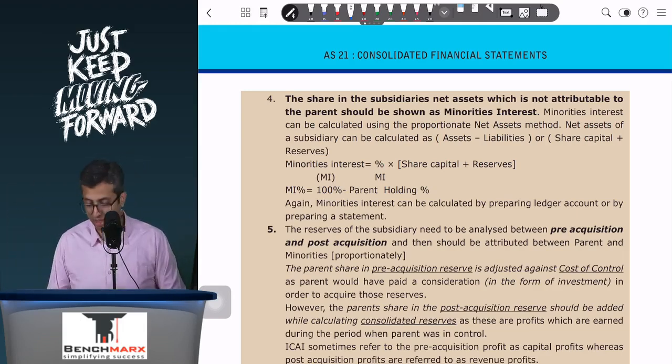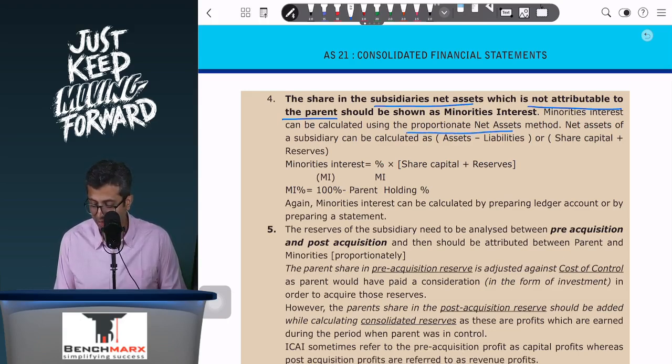Now, how do you calculate minorities interest? The share in the subsidiary's net assets which is not attributable to the parent is attributable to the minorities. Minorities can be calculated using the proportionate net assets method. Net assets of a subsidiary can be calculated as assets minus liabilities or share capital plus reserves. Minorities interest is a percentage of share capital plus the reserves, and this is 100% minus the parent's holding. Again, minorities can be calculated by preparing a ledger account or by preparing a statement.